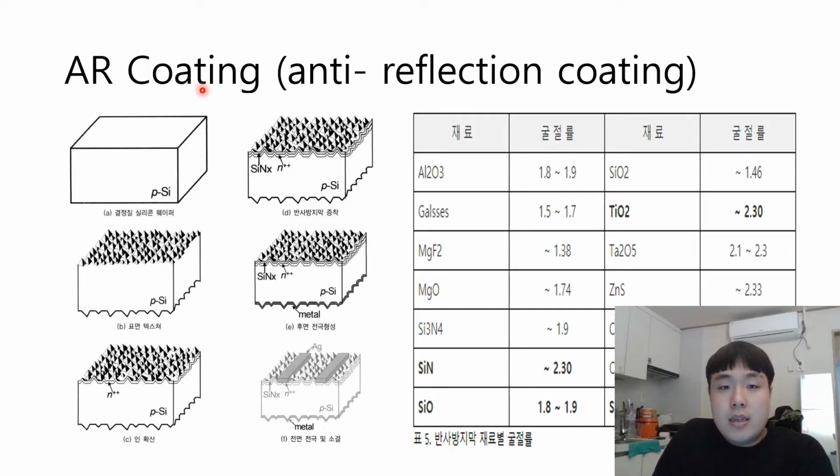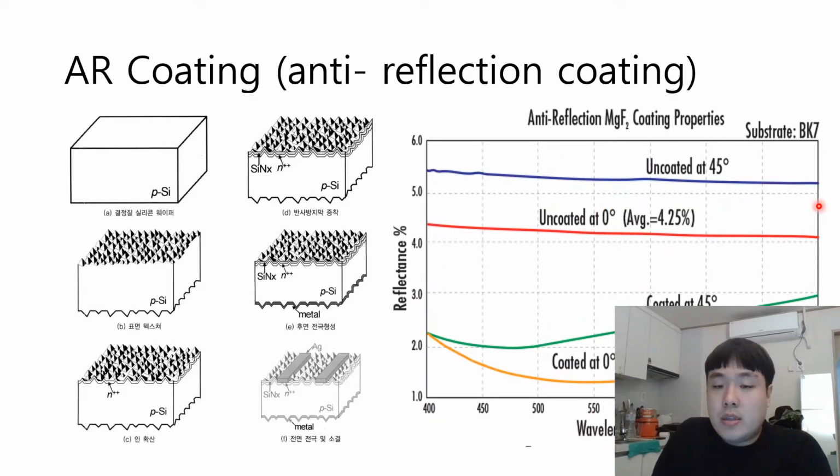And next, let's see the ARC, which means anti-reflection coating. This is the process of adding the AR coating, and this table shows the materials used for the ARC. The most commonly used materials are silicon dioxide or silicon nitride, and silicon oxide may also be used for the AR coating. And this graph compares when we use the ARC and when we do not, and we know that using the anti-reflection coating gives lower reflectance than the uncoated semiconductor.